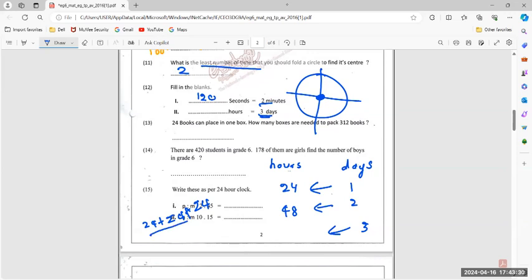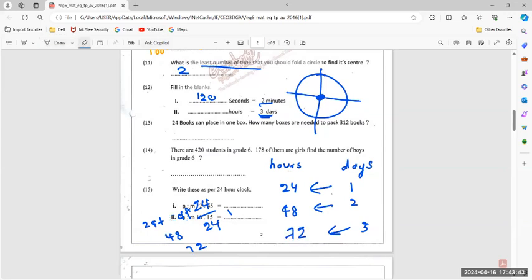So 24 and 24 means 48. 48 and 24. 8 plus 4 is 12. 4 plus 2 is 6, plus 1 is 7. So why did I write like this? To make sure that you can understand, okay?